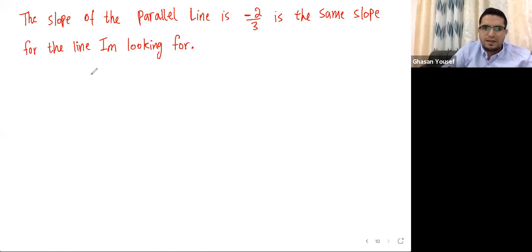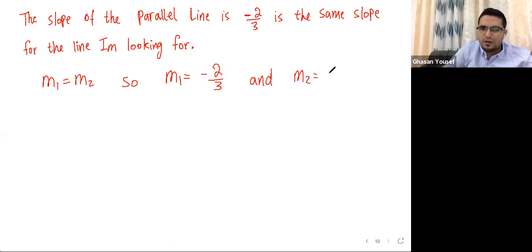So I can say here the slope m1 equals m2. m1 equals minus 2 over 3 and m2 equals minus 2 over 3. So I find the slope. So now I have two things. I have the slope, which is minus 2 over 3, and I have a point. What is the point?